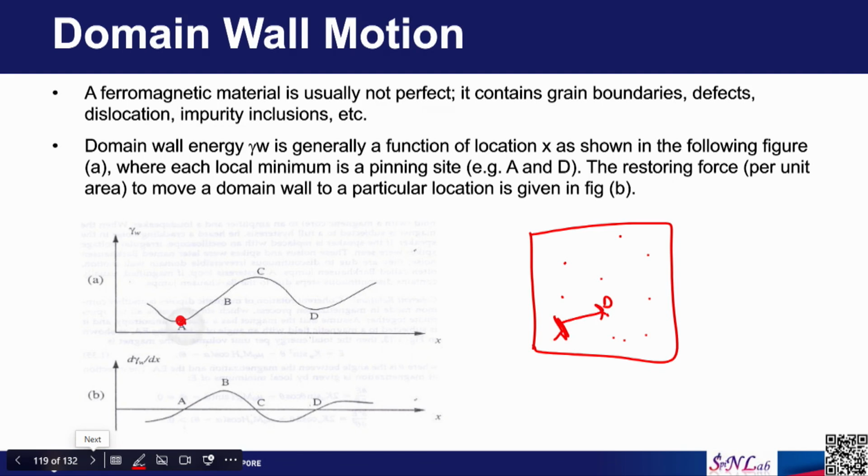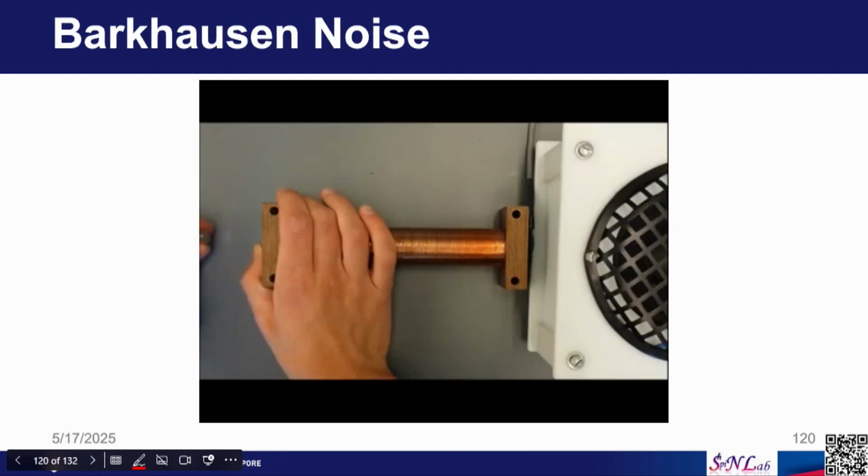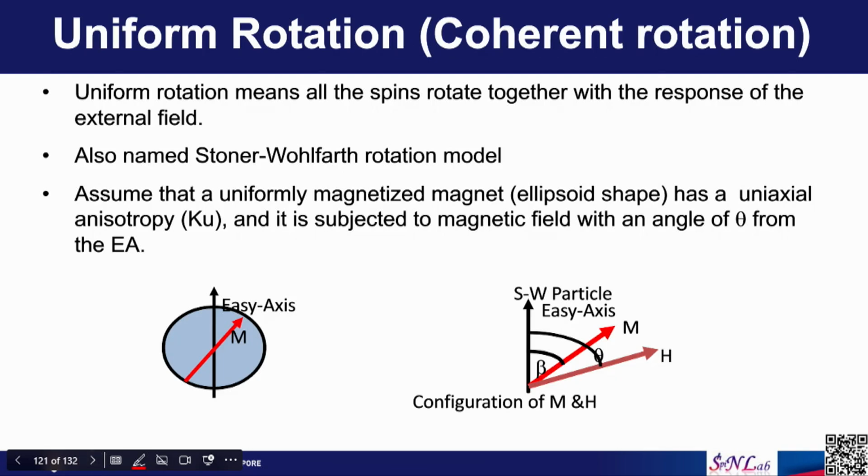So, some energy minima in the system will stop domain walls, and we call them pinning sites. So, these are common features of domain wall motion. And if you have studied Barkhausen noise, this Barkhausen noise comes because the domain walls are getting stuck at many pinning sites and they get released and so on. Okay.